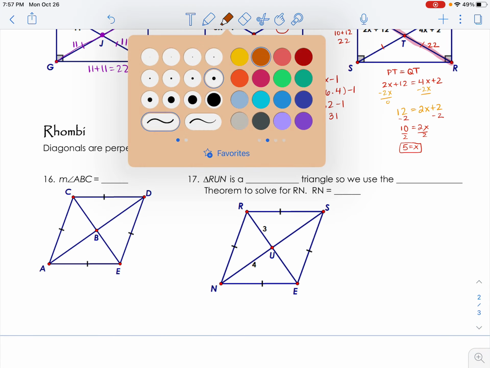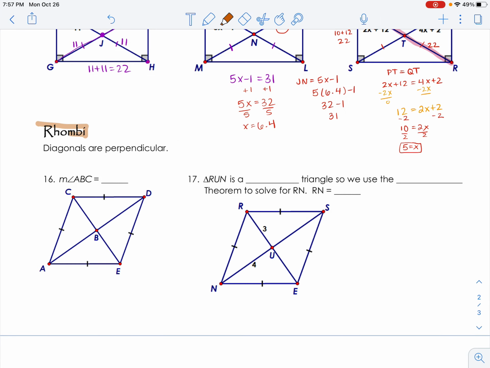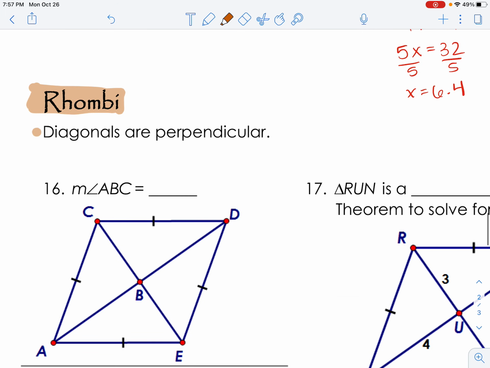Rhombus, or the plural of rhombus is rhombi, kind of like a radius is radii. Rhombus, rhombi. Now, the property that we're going to use here is that the diagonals are perpendicular.